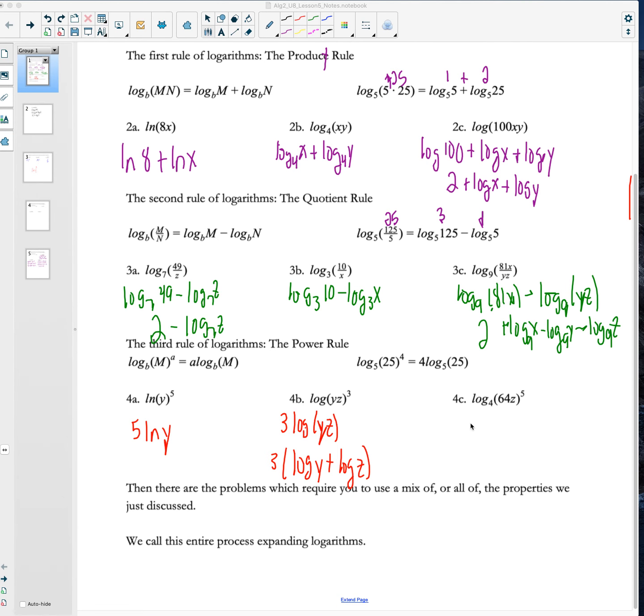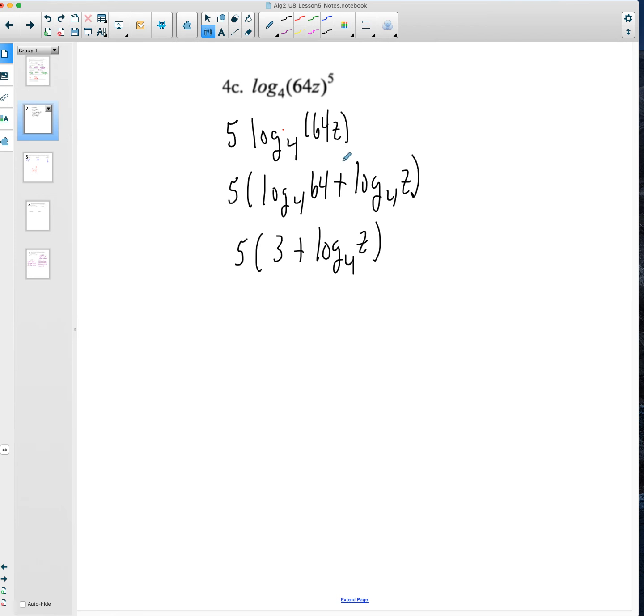All right, so let's see how you did. I went ahead and worked 4c on a separate sheet here, just so I didn't run out of room. So hopefully you started with the power property, and you took that 5 and dropped it out front. And then once I reevaluate what I have right here, I have a product. So now I can break this apart. Once again, I left the 5 out front, so I'd have log base 4 of 64 plus log base 4 of z.